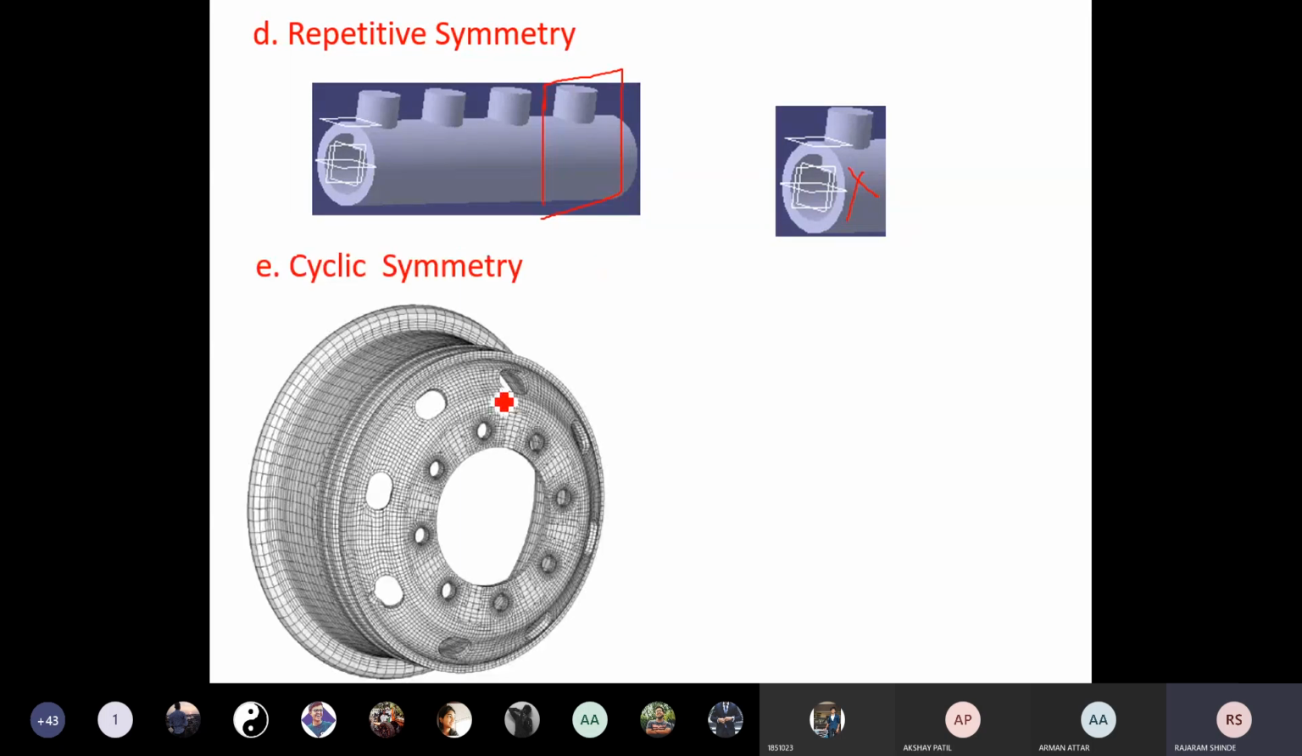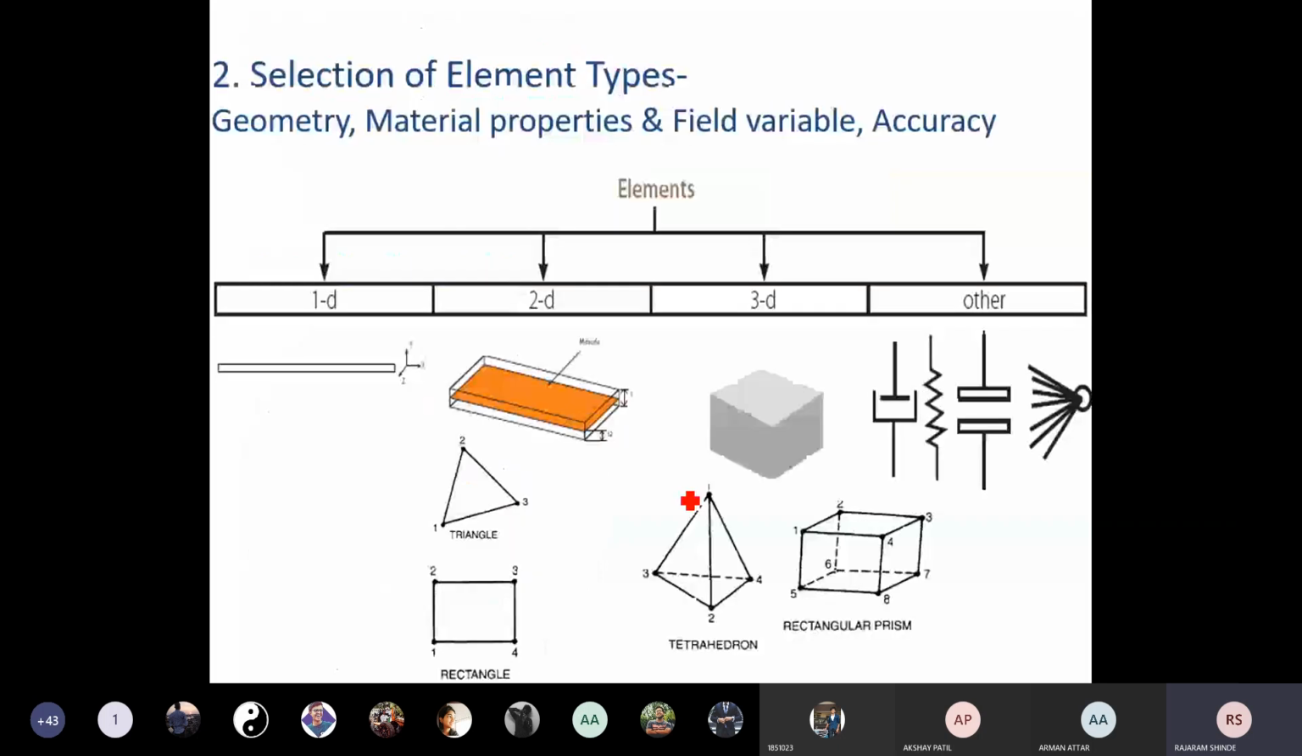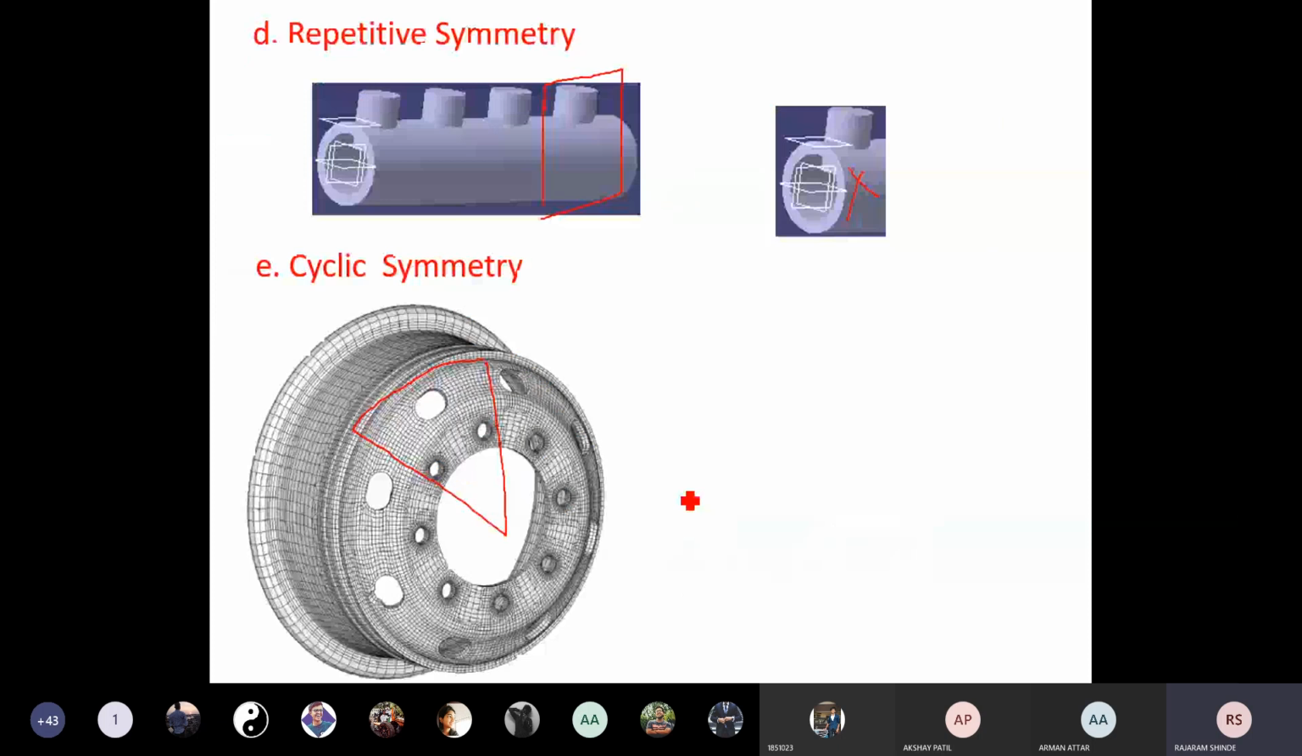Next is cyclic symmetry. In case of your drum, okay, wheel drum. Now here this is cyclic symmetry. It is symmetric about the cyclic axis. Okay. Now this is not a good way. You have to take only a representative part, and that will be sufficient for your analysis. Okay. Next is, okay, is there any doubt in any symmetry?